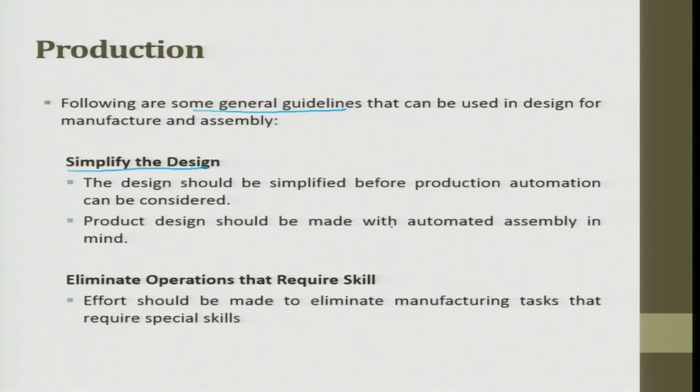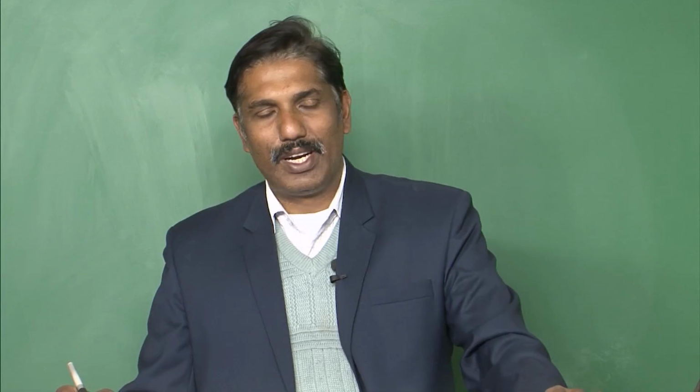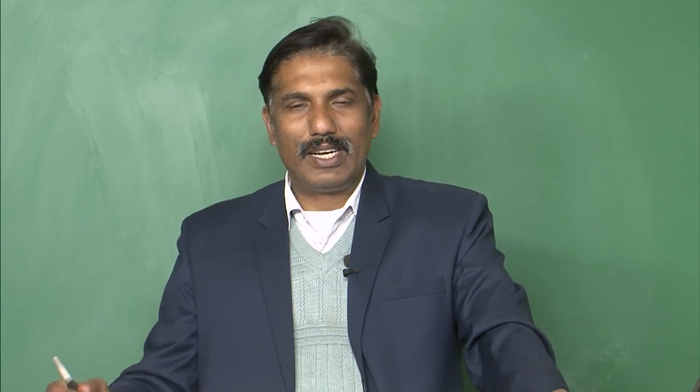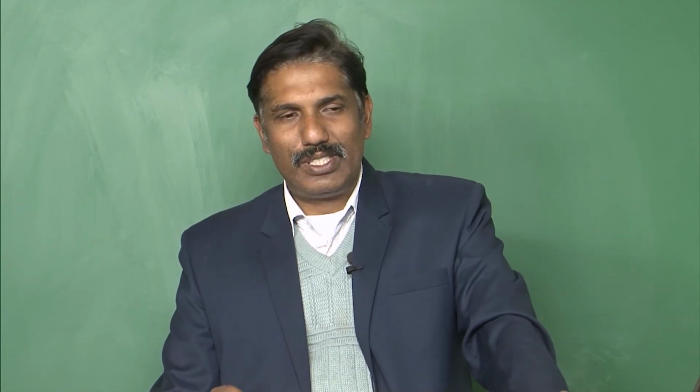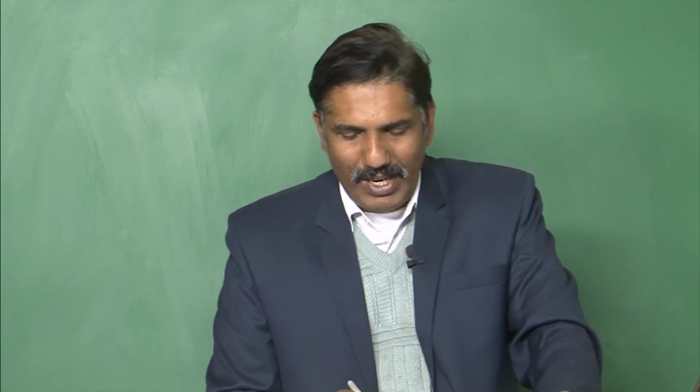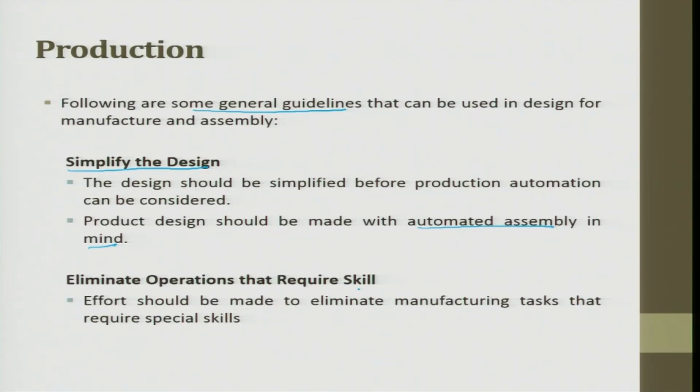The product design should be made with automatic assembly in mind. See, automatic assembly does not try to have multiple axes of approach in making the assembly. For example, if you take a PCB, it will all be in one direction, only from the top to bottom. Gravity will be used as a force of advantage, and the entire assembly happens. So, when you think of developing the design itself, try to think of developing very simple parts which will be automated later.